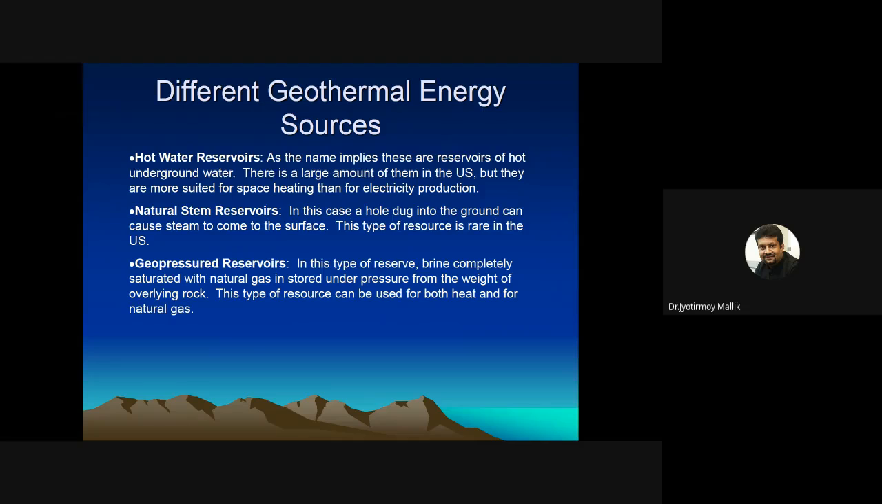So the first category is hot water reservoir. There are some reservoirs of hot underground water, not very deep, but they don't have enough potential to form electricity. They're mostly used to actually heat up the houses. Now, natural steam reservoir, another type of reservoir. In this case, a hole is dug into the ground that can cause steam to come to the surface. This type of resource is rare in the US.